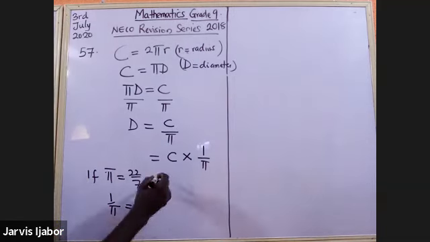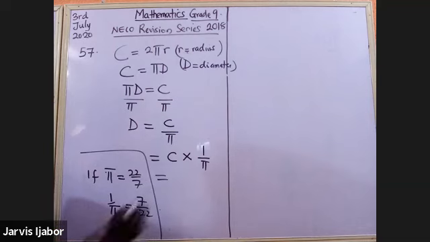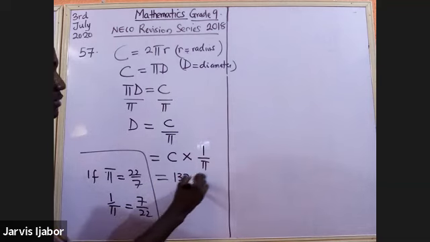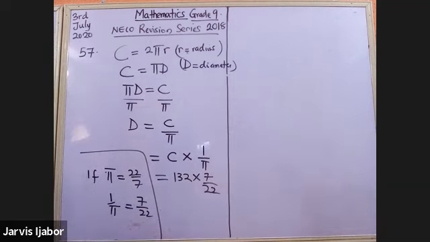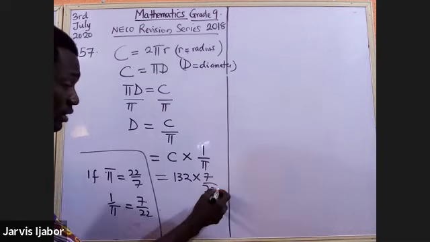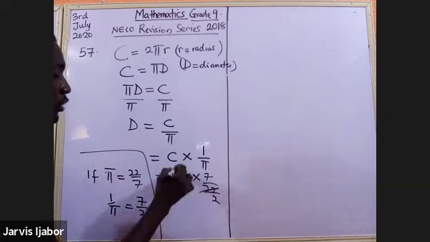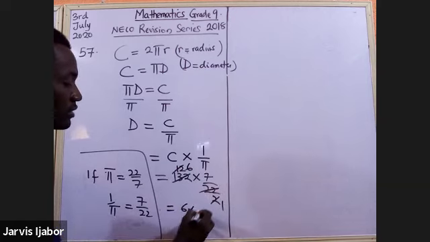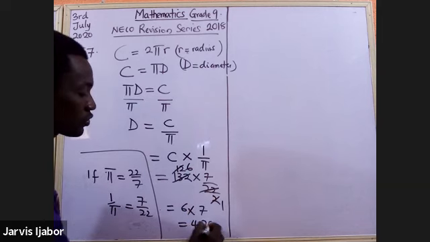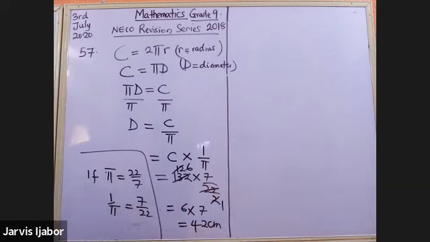So this will be equal to 132 times 7 over what? 22. If pi is this, 1 over pi will be this. So that is settled. 11 goes here 2, 11 goes here 12, 2 goes here 1, 2 goes here 6. So that will be 6 times 7, and that will be what? 42 centimeters. So that is for question 57.